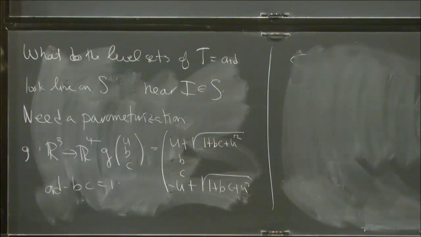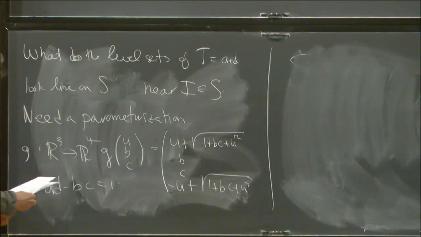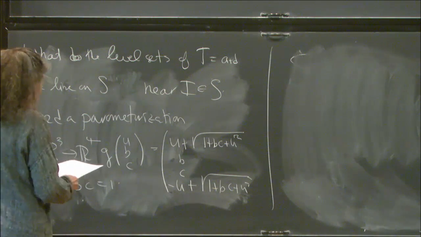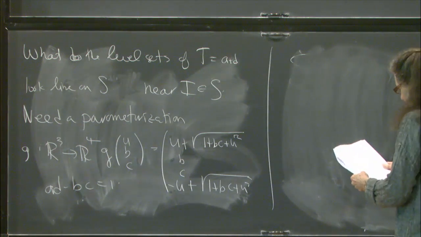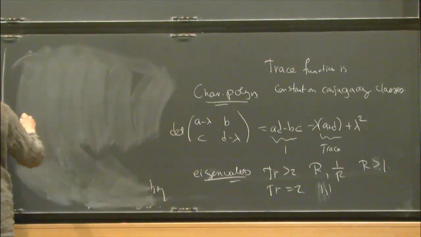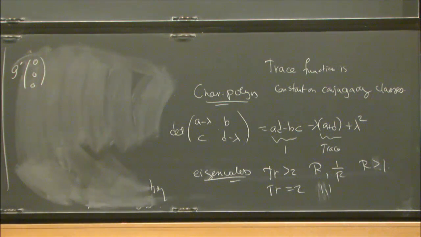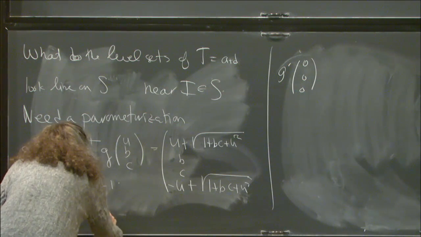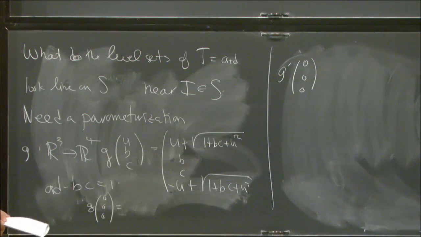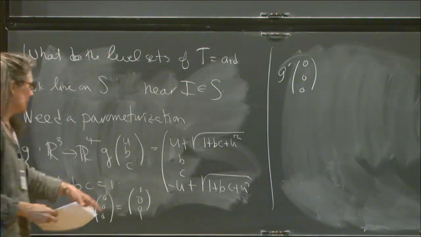Thanks, Michelle. All right, so this is a map from R3 to R4, and you can check that it's actually an immersion. Shall I do that? Let's see. What I need to compute is G prime of 0, 0, 0. The image of 0, 0, 0, G of 0, 0, 0, should be the identity map, right? This is 1, 0, 0, 1, the identity matrix.